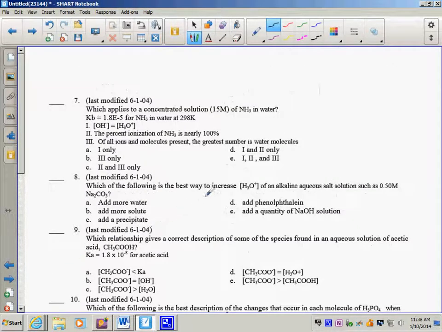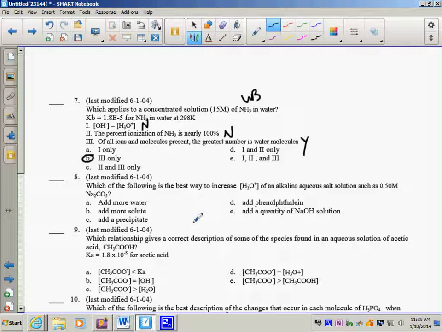Next one, which applies to a concentration of 15 molar NH3? So we have a weak base that happens to be fairly concentrated. There's my Kb. So in this case, it is going to be basic. Therefore, this one is out. It's not. This would be considered neutral. Nearly 100% ionized? No, this is a weak base. Of all the ions and molecules present, the greatest number would be water molecules. Yes. So 3 only, letter B.